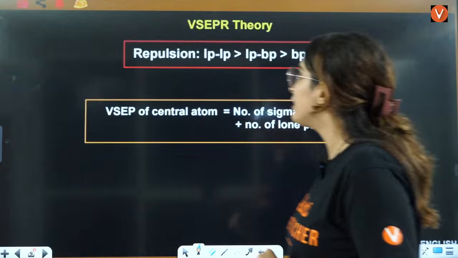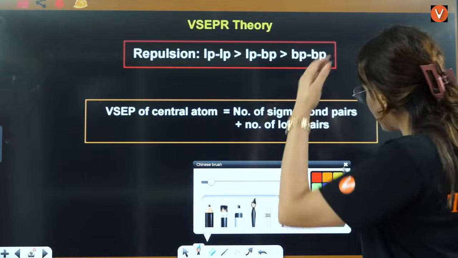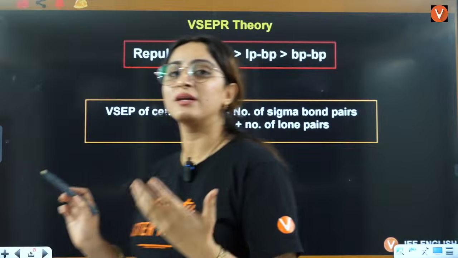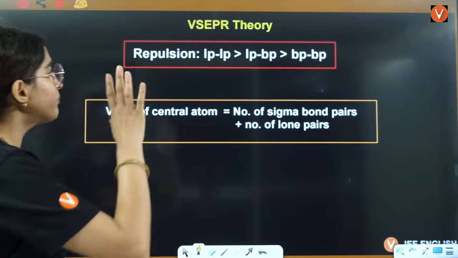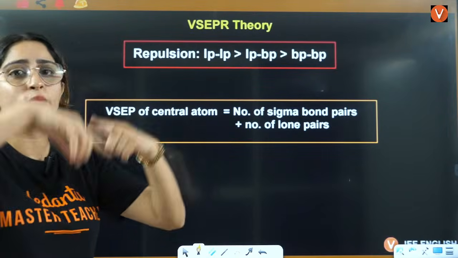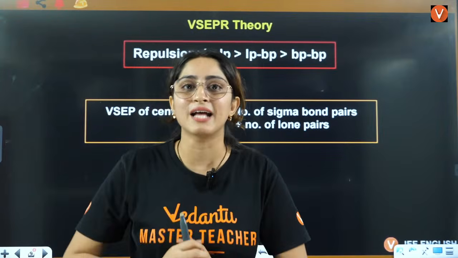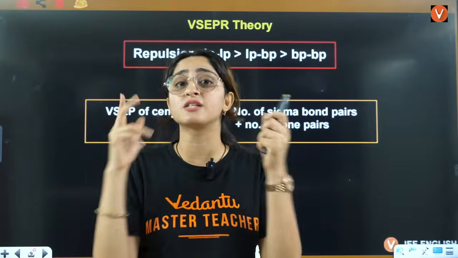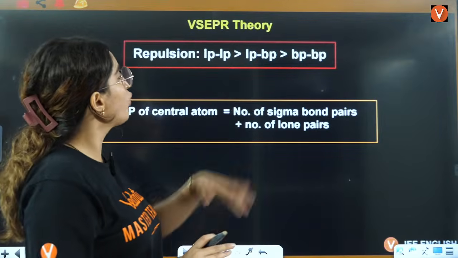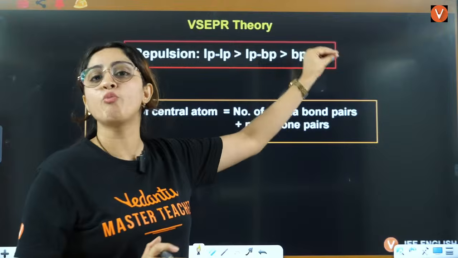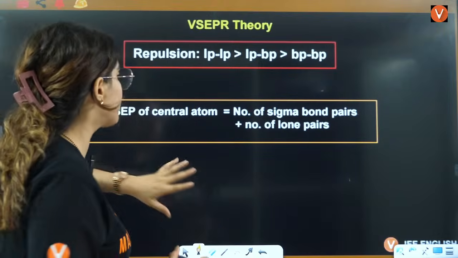Okay. Now let's talk about VSEPR theory, right? In VSEPR theory, we talk about lone pair interactions, because lone pairs are unpaired, they are not paired in a covalent bond. That's why their repulsions are more as compared to bond pair. This is what you have to remember, right?